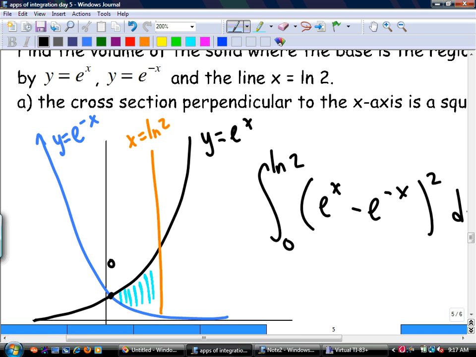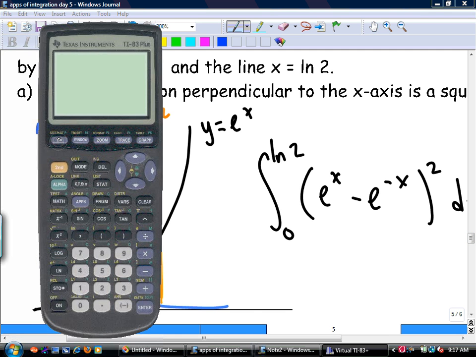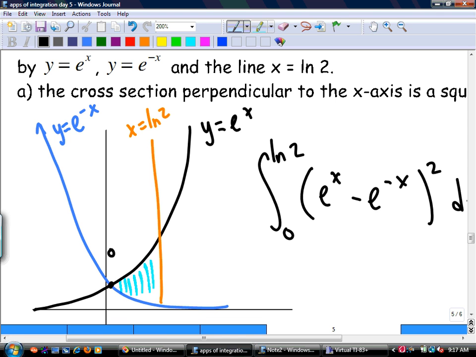Throw it in your graphing calculator. Second trace 7. Do you want me to finish that on the calculator just so you know what the answer is? Because d is the distance between the two curves. F of x minus g of x. The higher minus the lower.